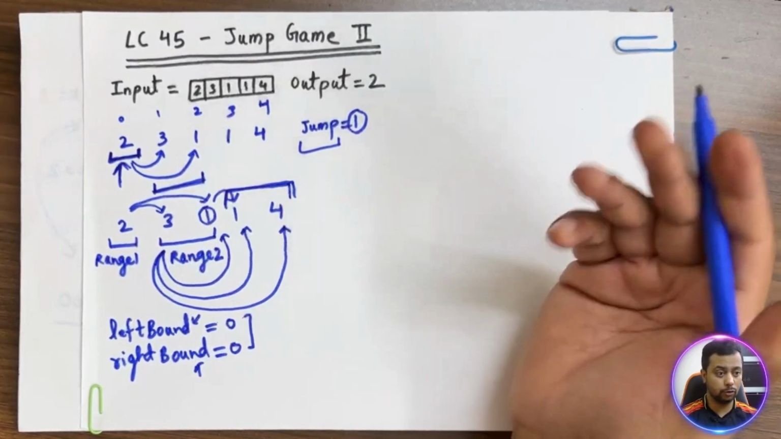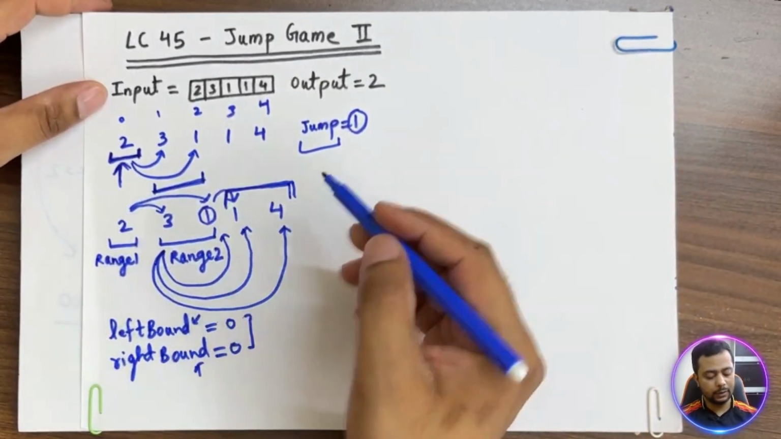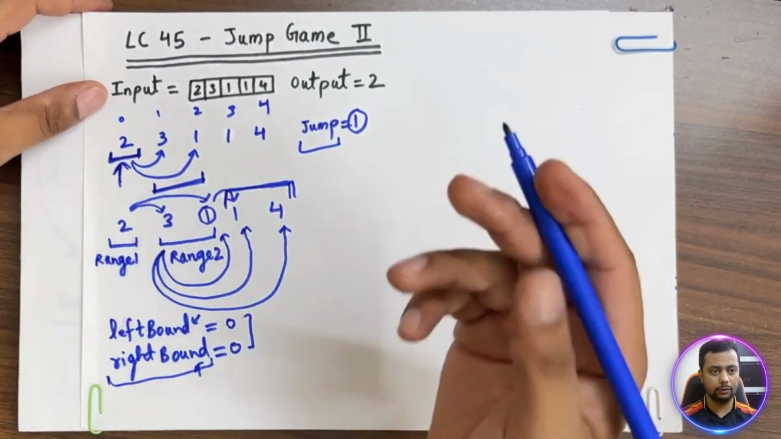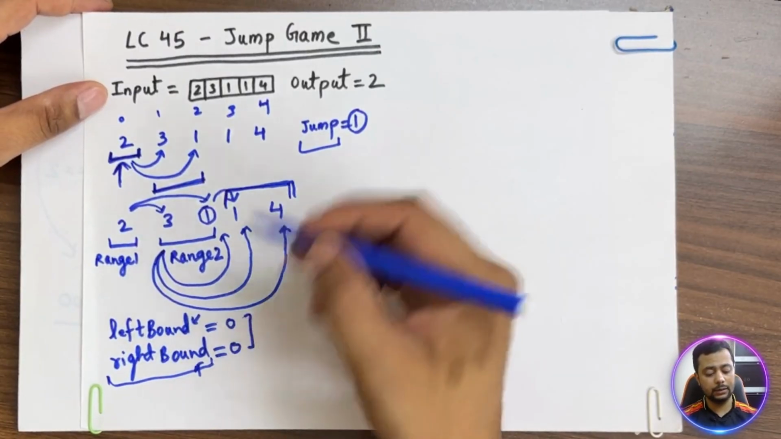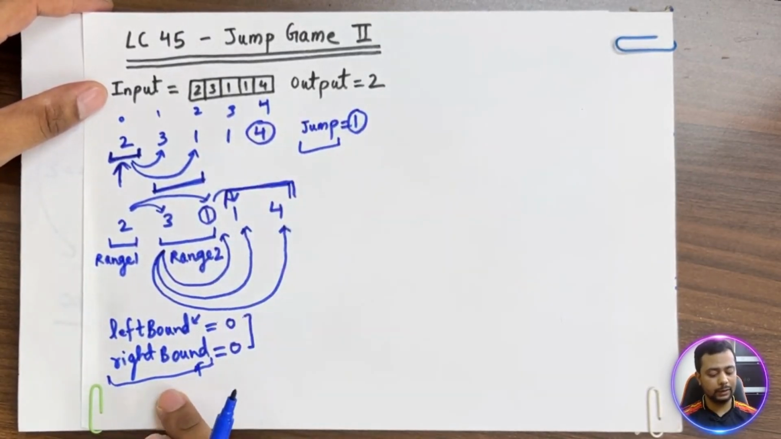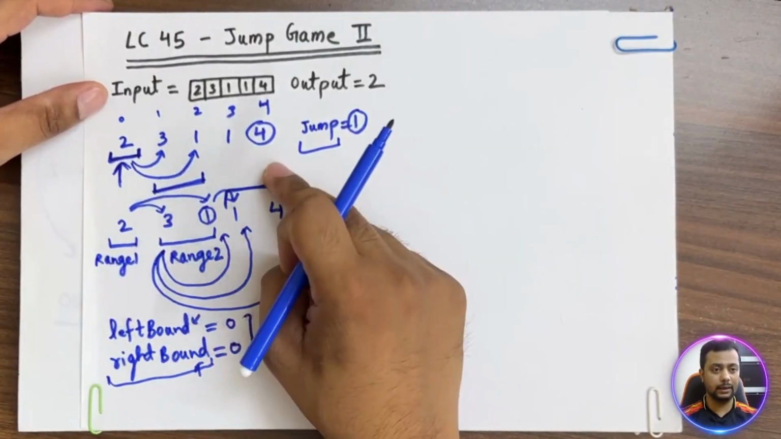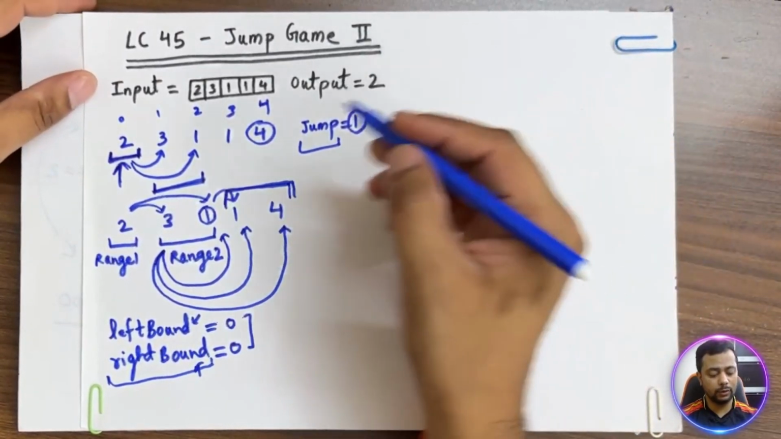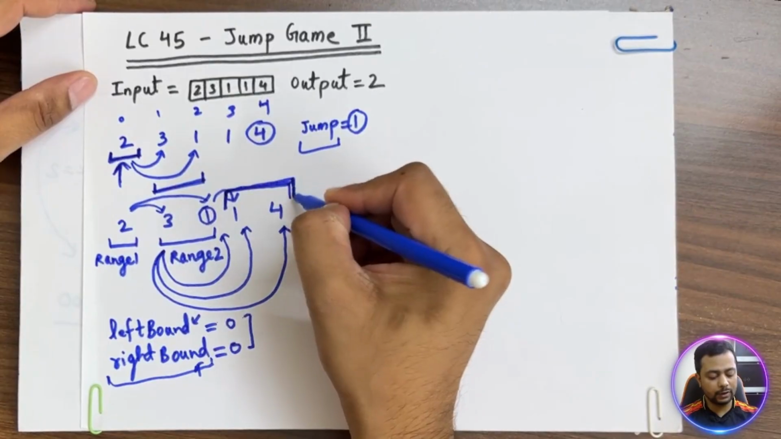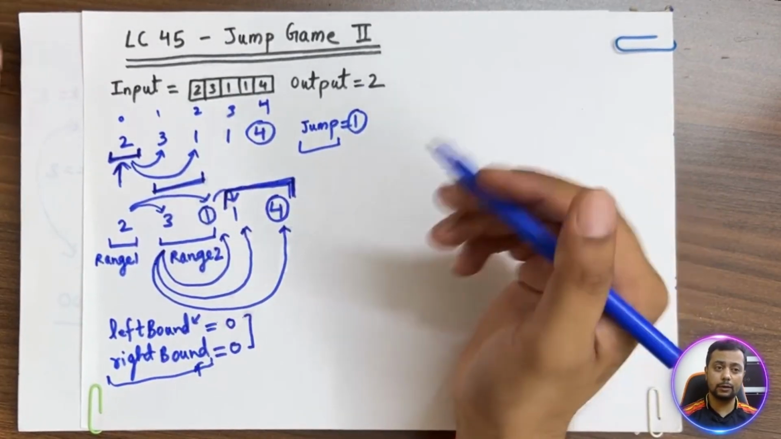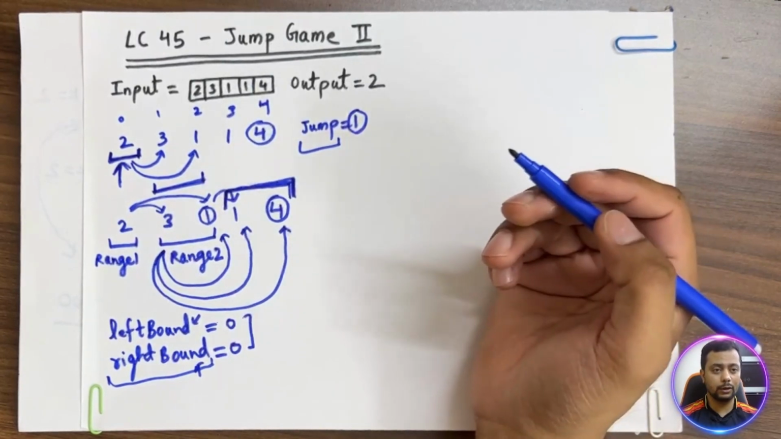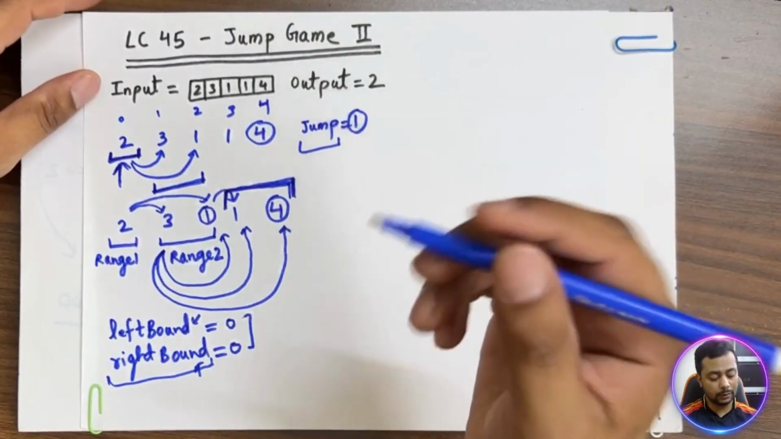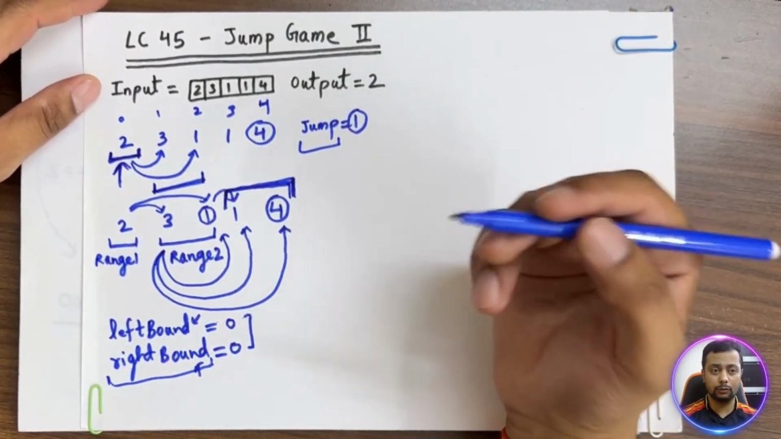And by the way, when do we stop? We will stop whenever the right bound, which is the last position of my current range, whichever range we are working on, ends up coinciding with the last element of the array. So basically we will keep continuing till right bound reaches the last element. As soon as that happens, I don't need to take any further jumps. As soon as you reach a range which contains the last element, it means that no further jumps are required. So you are safe to conclude the iterations and return whatever jumps you have calculated so far.